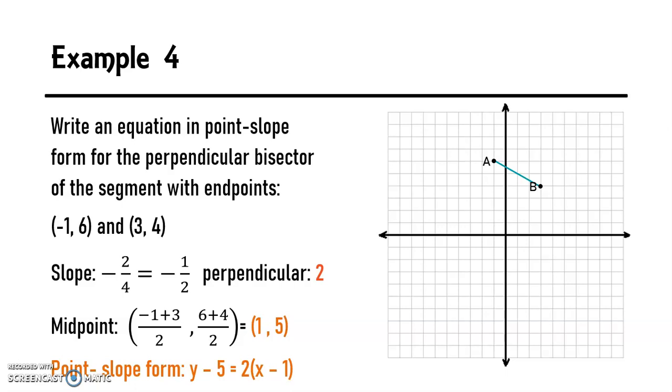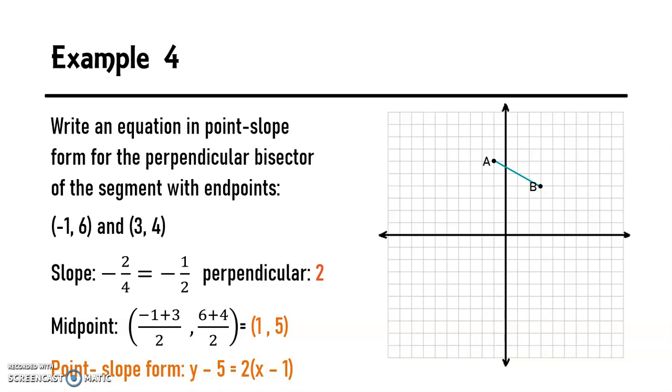Now you have one to do. Just remember, find the slope, find the perpendicular slope. That means flip the fraction and change the sign. Then find the midpoint by averaging the x values and averaging the y's, and then put it into point-slope form, which is this format right here.